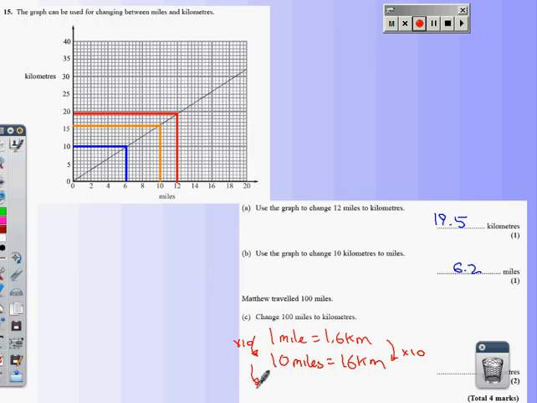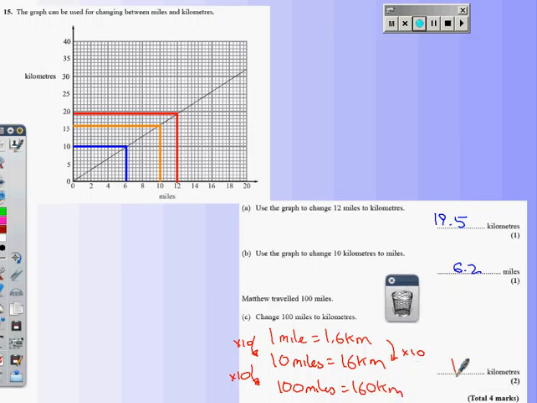And now if we times it by 10 again, then we find that 100 miles is equal to 160 kilometers. So you could either have got that by knowing that fact in the first place, or if you didn't know that and you were lucky enough to have this graph and use it well, then you would have got 160 kilometers. But please remember that fact. You will need to know it possibly for the final exam.